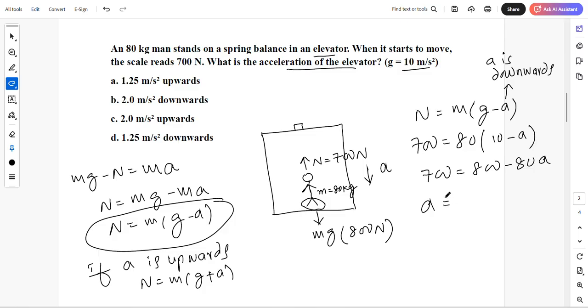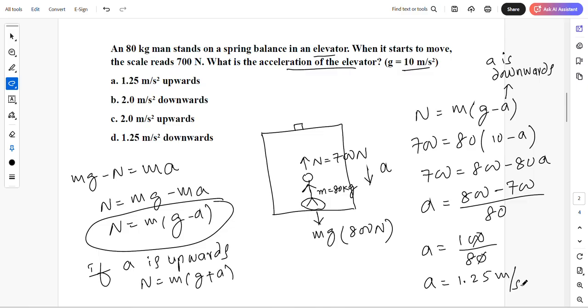Then A will be equal to 800 minus 700 divided by 80. A is equal to 100 by 80. The zeros get cancelled. A is equal to 1.25 meter per second square, and it is downwards. This is the right answer. Hope you have understood this one.